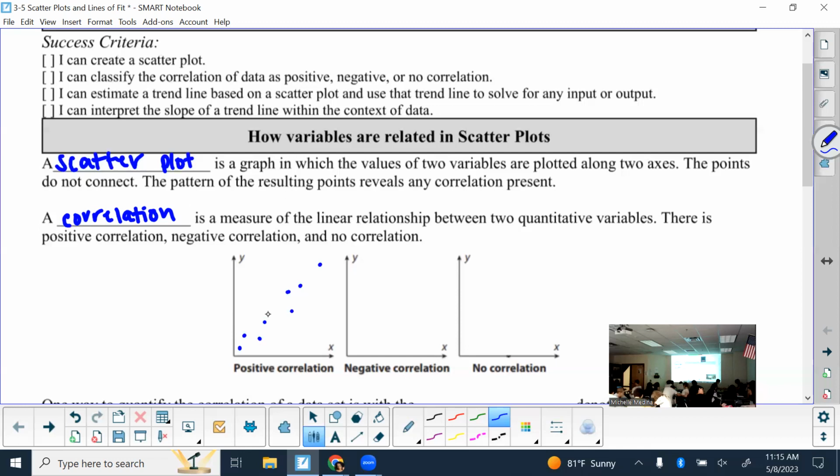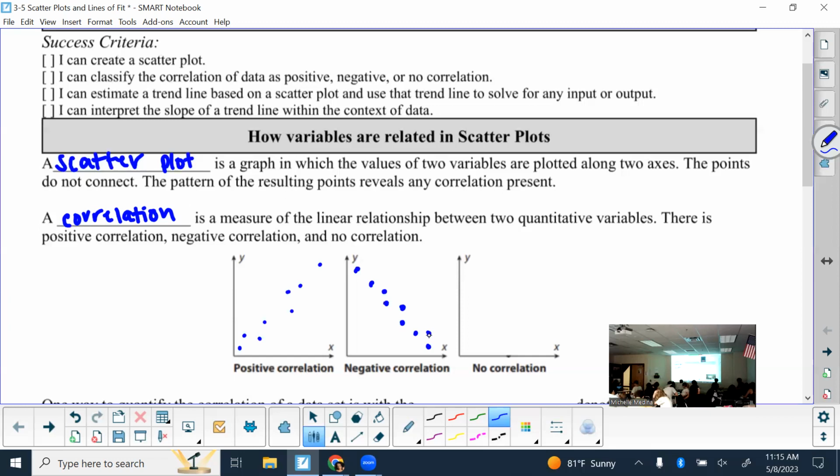What about a negative correlation? Going down. Do they have to be in a perfectly straight line? Can they be? Yeah, they might. Usually in the real world, it's hard to get data in a perfectly straight line, but of course it just depends on whatever it is that you're doing.